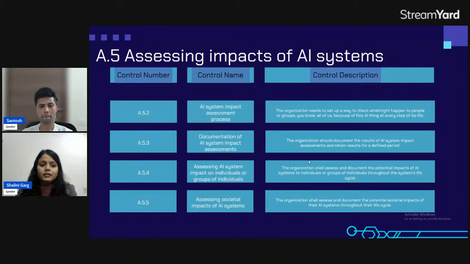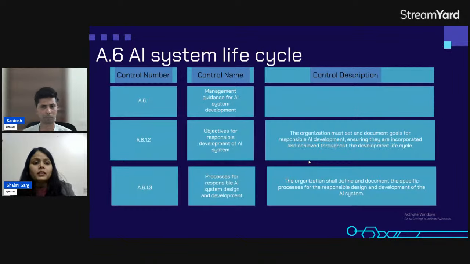Now we are moving towards the next standard, which is AI system lifecycle, A6.1. Now, management guidance for AI system development, which we are talking about. We as an organization have to make sure that organizations set goals, define them, and put in place properly documented procedures for creating AI systems.